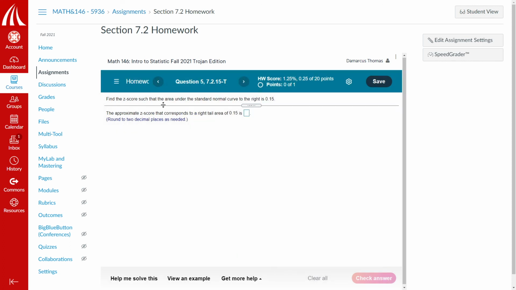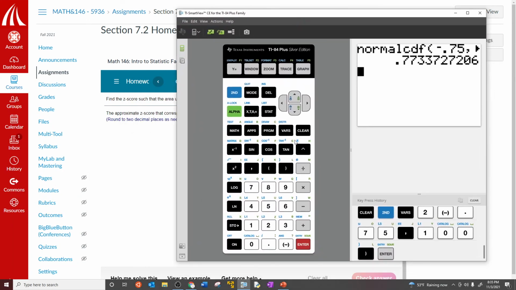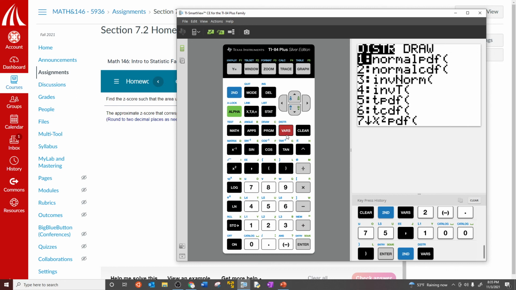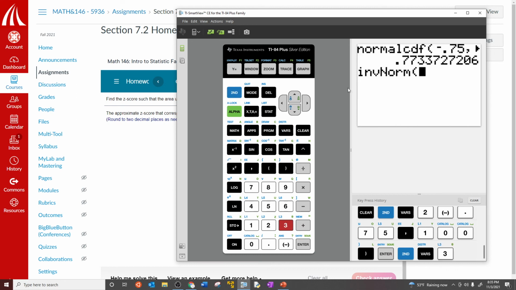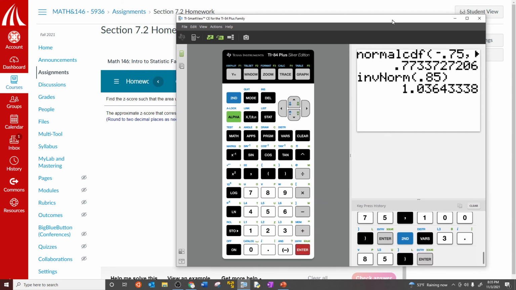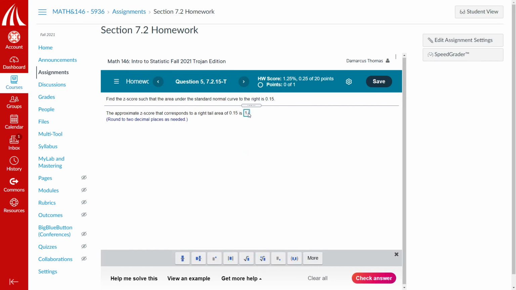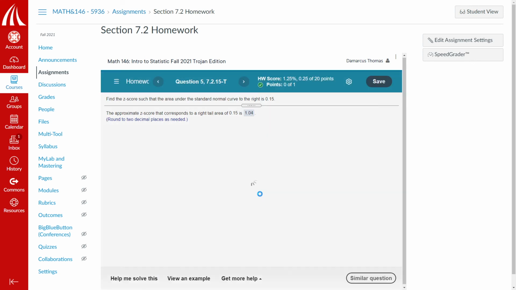Find the z-score that corresponds to the area under the curve to the right. Well, inverse norm only works for area to the left. So the area to the right is 15%. So what we'd have to do for inverse norm is put in the area to the left is 0.85. And we get 1.04. And we got it right.